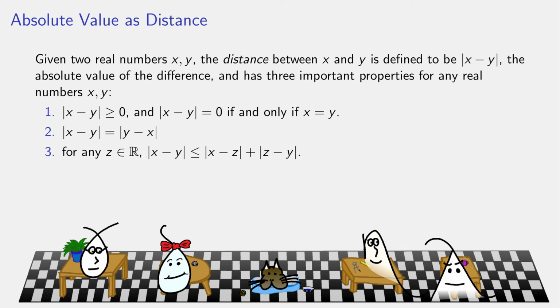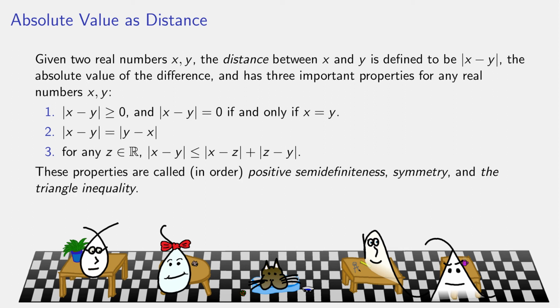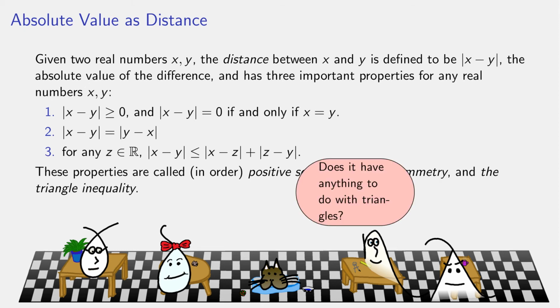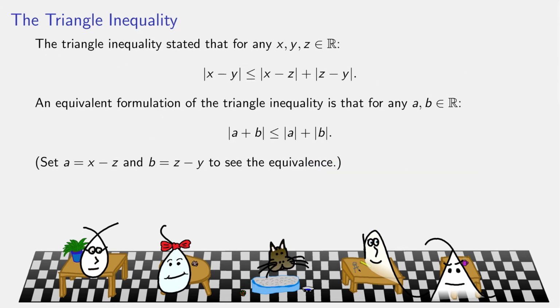These three properties have special names. The first one is called positive semi-definiteness. The second is symmetry, as I mentioned, and the last one is called the triangle inequality. It does, in fact, have something to do with triangles. So the triangle inequality says that if you have three real numbers, the absolute value of x minus y is less than or equal to the absolute value of x minus z plus the absolute value of z minus y.